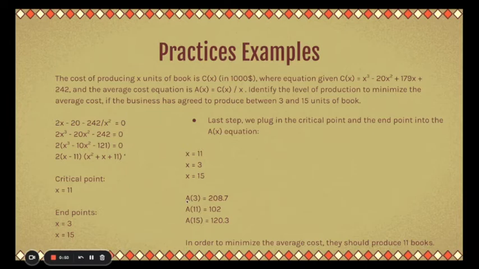So as you can see here, A(3) would be equal to 208.7. Remember, we are plugging these into the original A(x) equation, not the derived equation. And so forth. A(11) is 102, A(15) is 120.3. So in order to minimize the average cost, they should produce 11 books, as this is the most optimal.